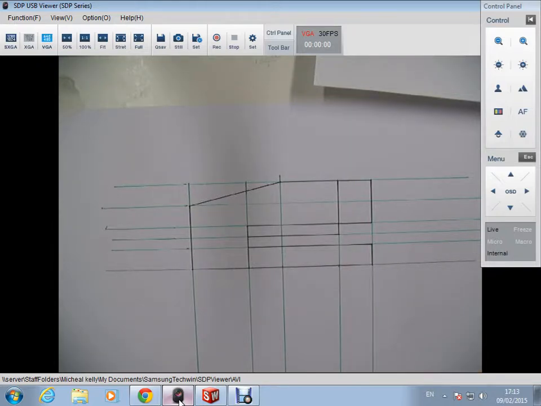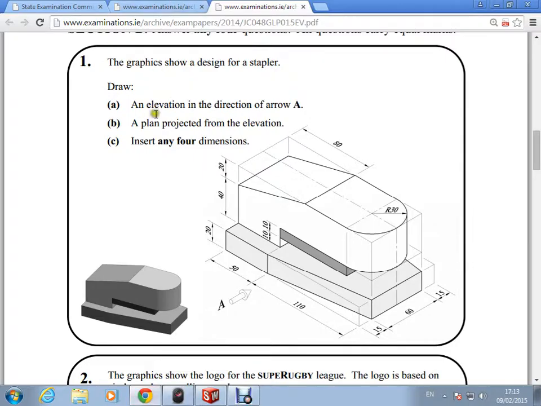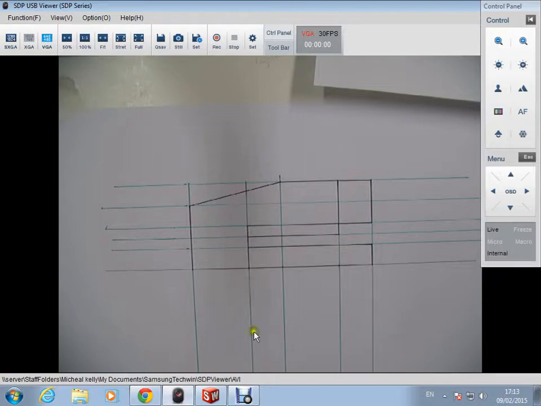So that is my elevation complete. That's the first part of the question completed. So part B says a plan projected from the elevation. So I've already projected my lines vertically down the page, these lines here. So I'm going to start my plan a distance of 20 millimeters down from my elevation, or down from my XY line.